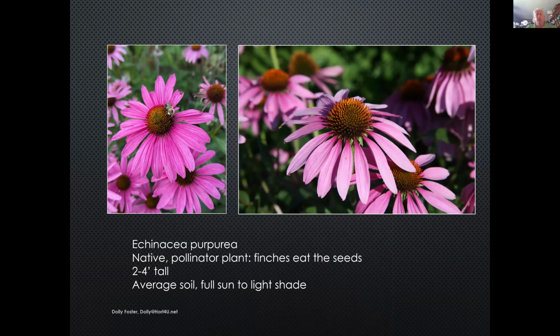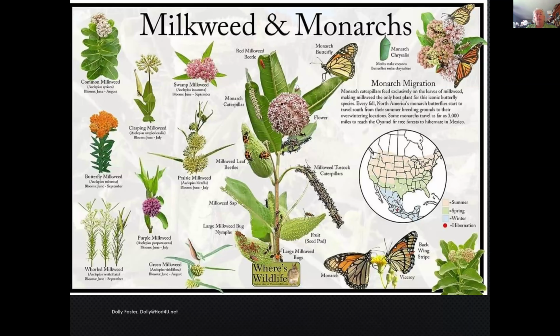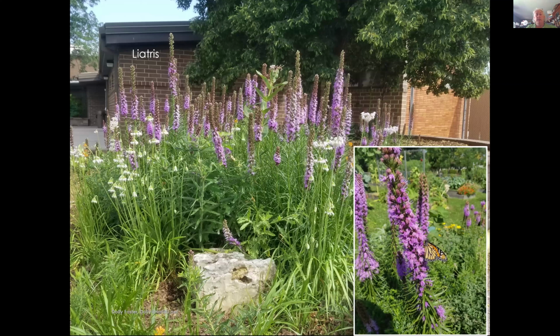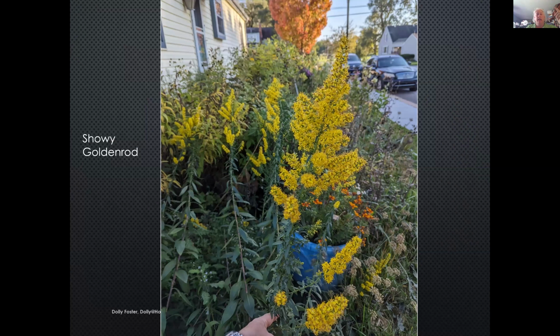Coneflower, echinacea. We have milkweeds. There's lots of them. Liatris, again, there's a lot of them. New England aster, one of those critical late season plants. Goldenrod, a critical late season plant. This is not a goldenrod that spreads all over your garden.